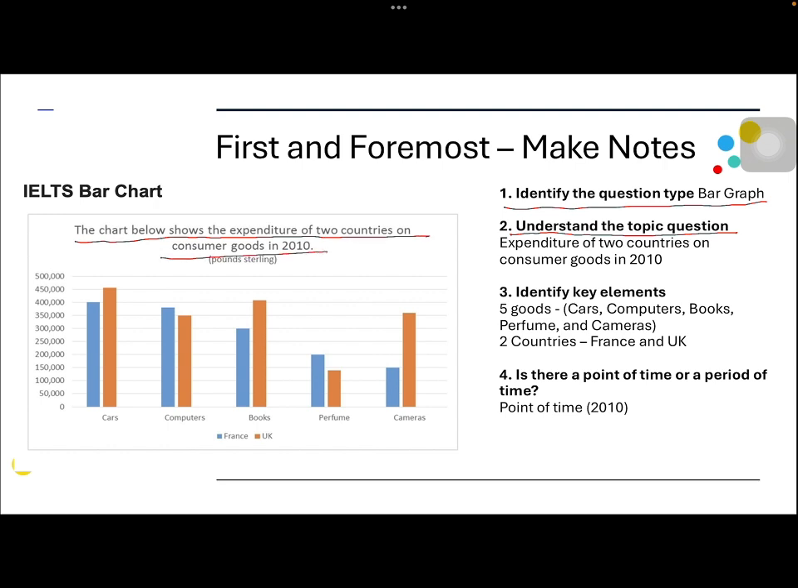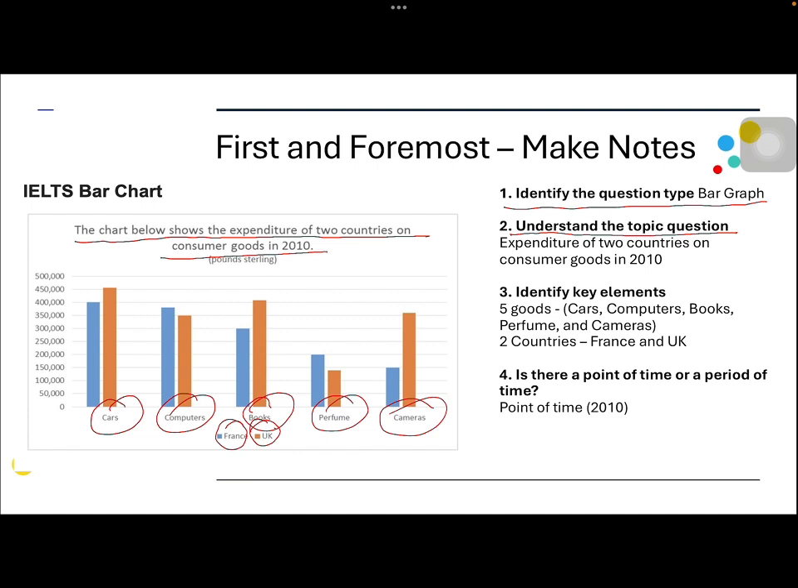Now it is very easy for us to understand किनभने दुईटा countries को चाहिँ expenditure देखाएको छ र consumer goods को expenditure देखाएको छ for the year 2010. र त्यो दुईटा country भनेको चाहिँ France र UK हो, र त्यो consumer goods भनेको cars, computers, books, perfume or camera. So it's not very difficult for us to understand the topic of the question as well.